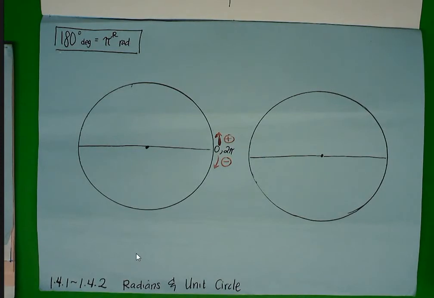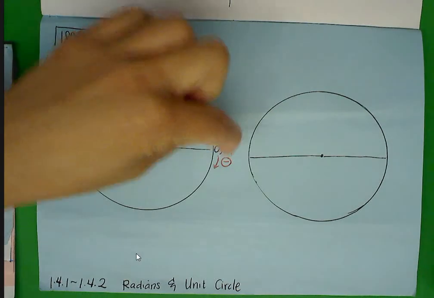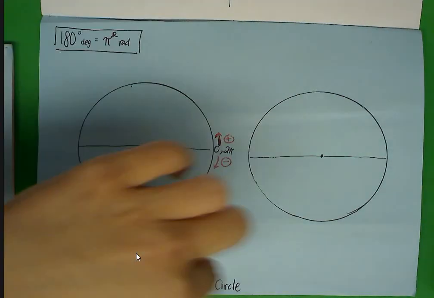Okay, now let's start cutting this circle up by pies. So this activity is called walking around the circle by pies. Okay, we're walking around the circle in pies.